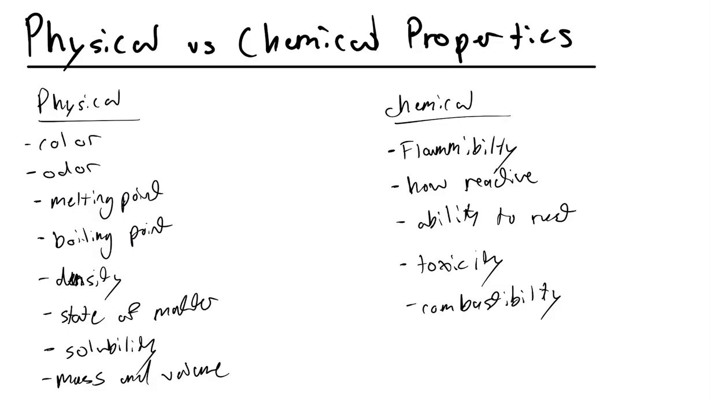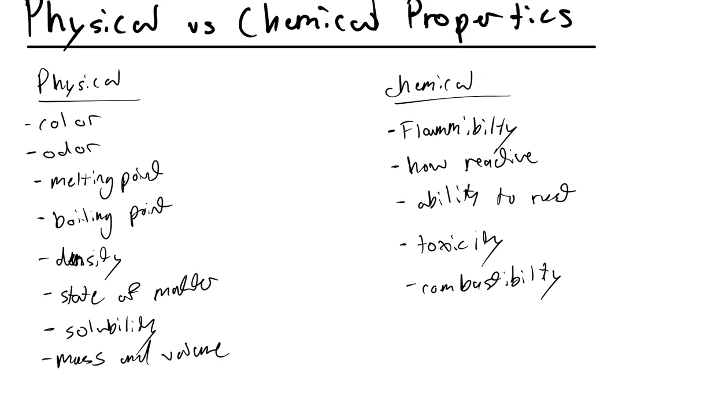So let me give you a practice question. Let's say, without looking at this, what is melting point? Melting point would be a physical property. What about something's ability to rust? That would be a chemical property. What about its flammability? Can it catch fire? That would be a chemical property. And lastly, what about the mass? That would be a physical property.